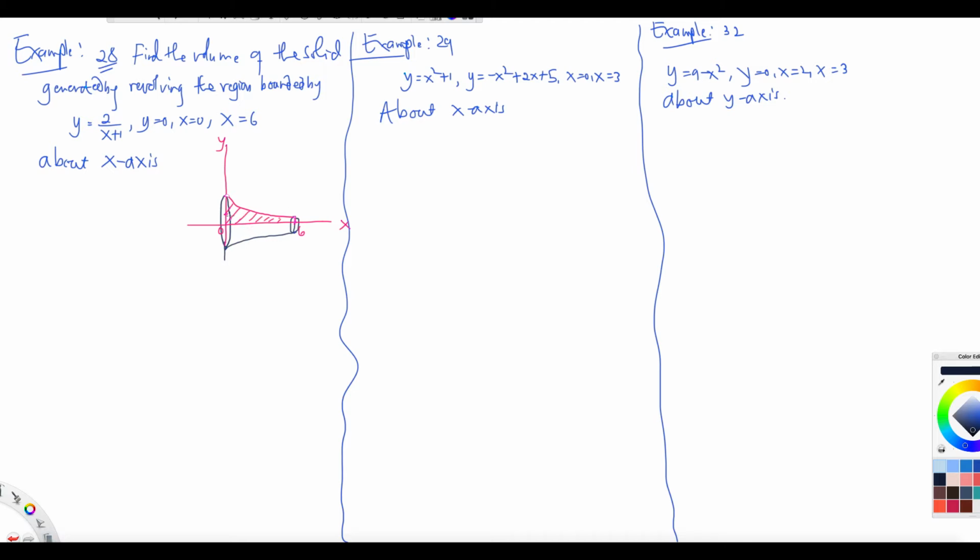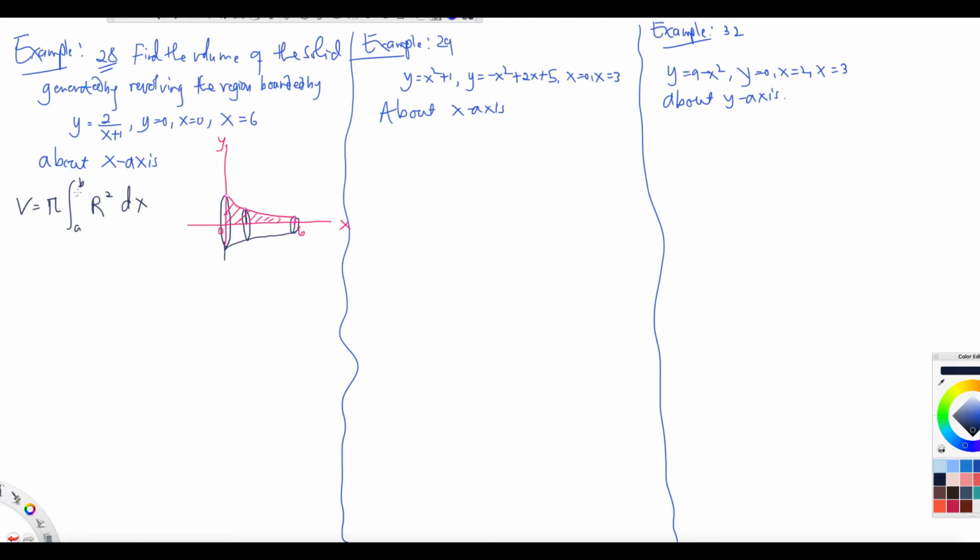Okay, now how do I find out the volume? Volume is equal to pi, integral from a to b, radius squared dx, right? So what will be the radius of the solid? For example, if you pick a disk here, a random disk, what is its radius? Because the area of that disk will be pi r squared, but we are adding the area of all the disks from 0 to 6.